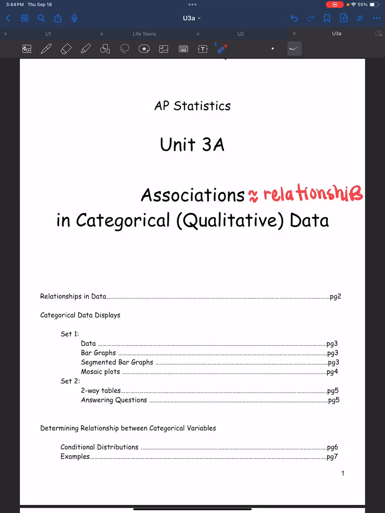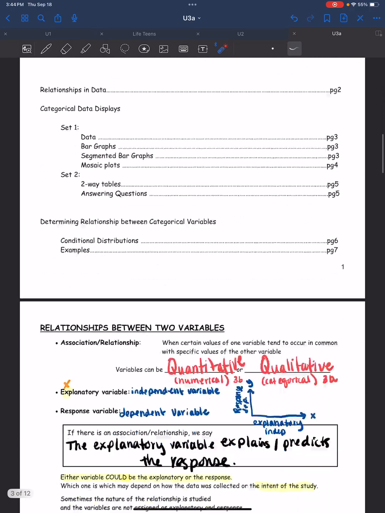All right, everyone, we have arrived at our goal, and what we are trying to do is to determine if there is a relationship between two categorical variables. Let's go over and look at page 6 at the concept of a conditional distribution.